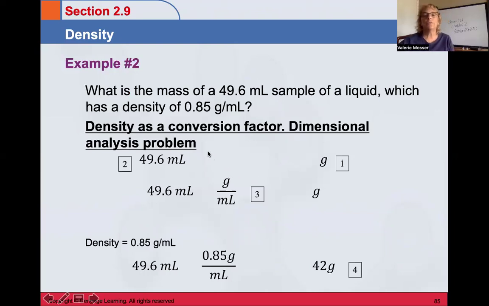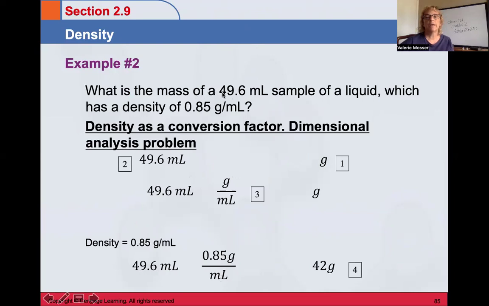So density can also be used as a conversion factor. We saw in our dimensional analysis section, section 2.8, the conversion factors had two units in them. And in this case, density has two units, grams and mL. So this problem is asking, what is the mass? So right away, we write down mass over here, grams.